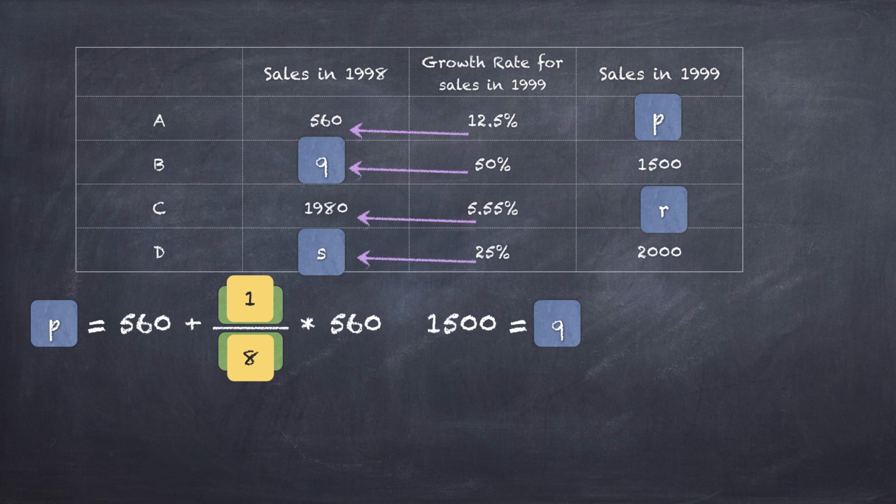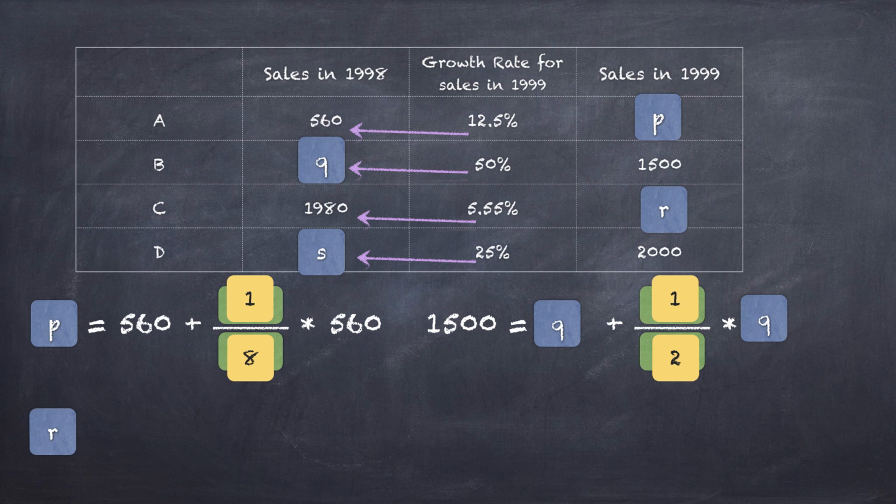For the second equation, I know that Q was increased by 50% to get to the value of 1500, right? So 1500 is equal to Q plus 50% of Q. So that is 50 by 100 into Q. Only thing new again we'll be doing is replace that 50 by 100 by 1 by 2.